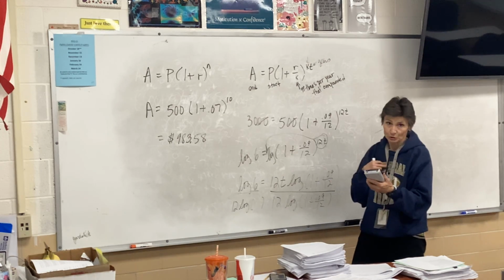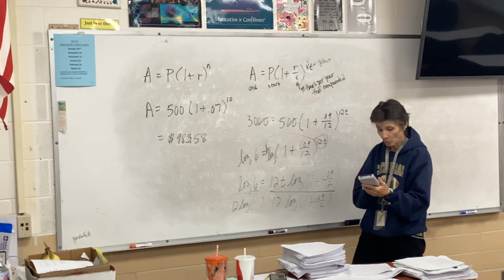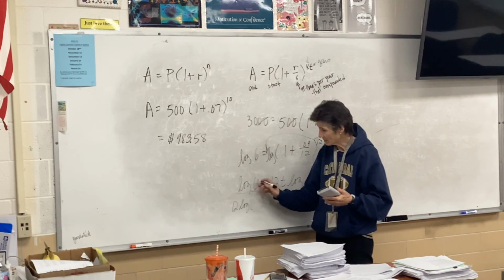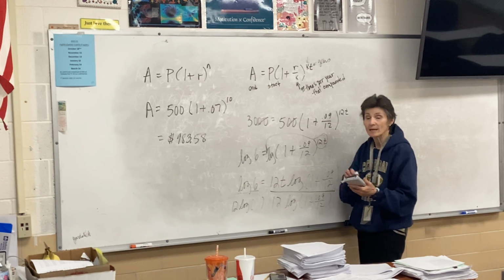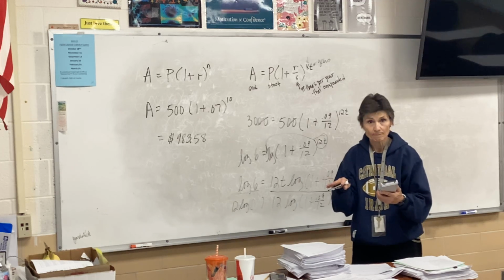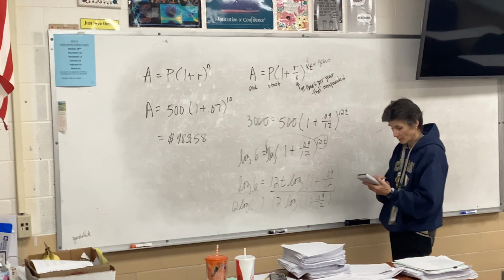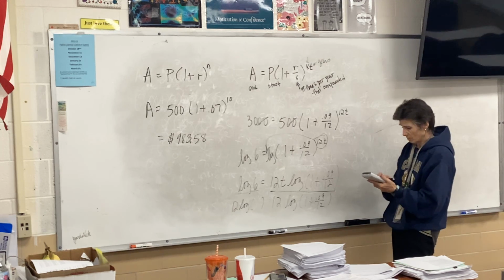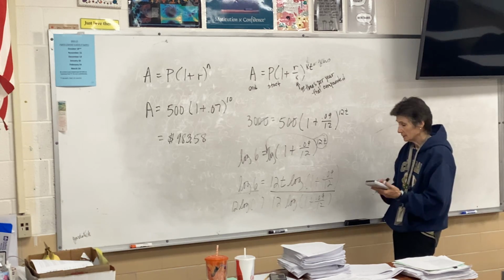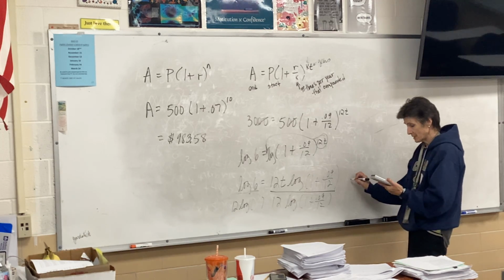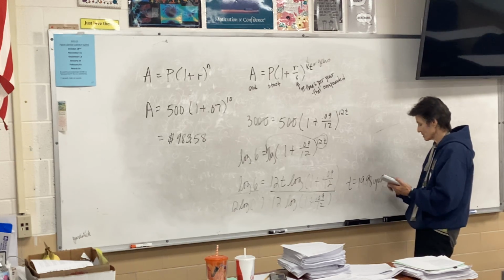So what I'll do is I'll do log 6 divided by 12. Okay, so I've got this part taken care of. And then I'm going to hit divided by. So I hit log 6 divided by 12 equals. And now I'm going to divide by the log of 1 plus 0.09 divided by 12. And it looks like it's going to take about 19.98 years.